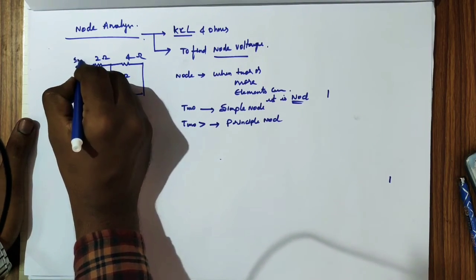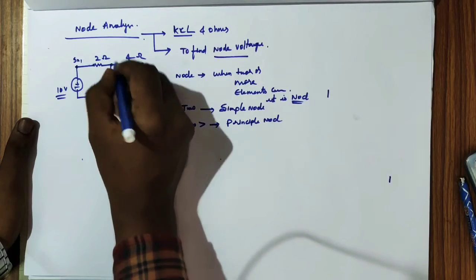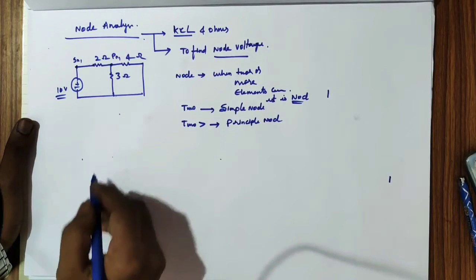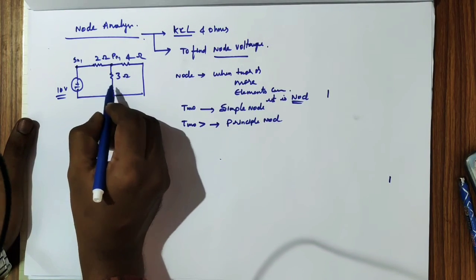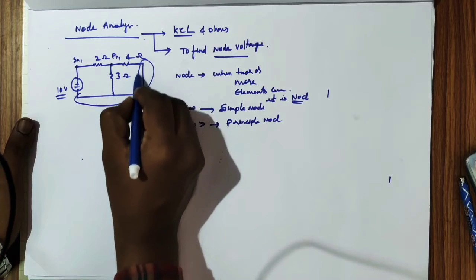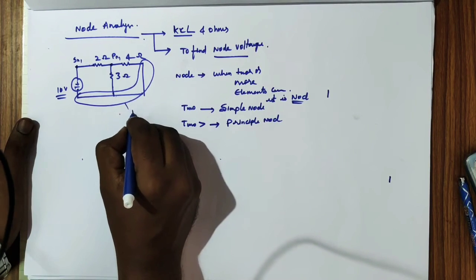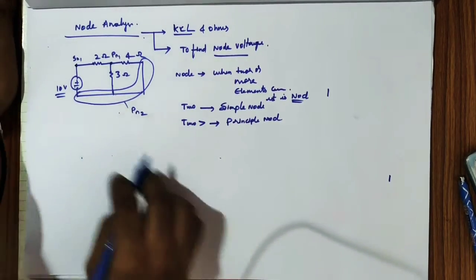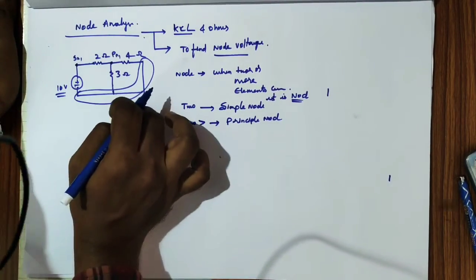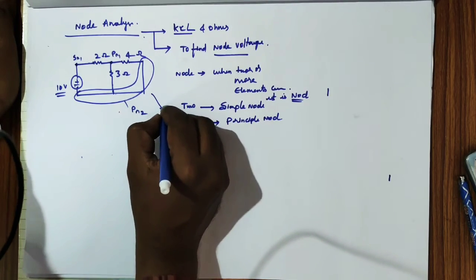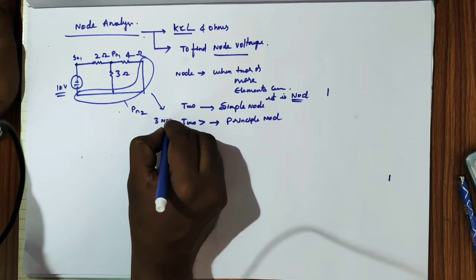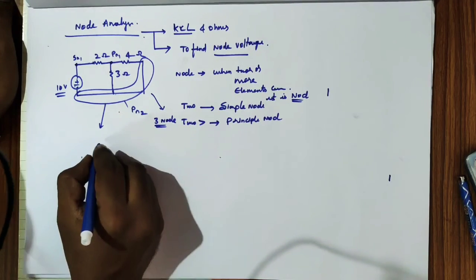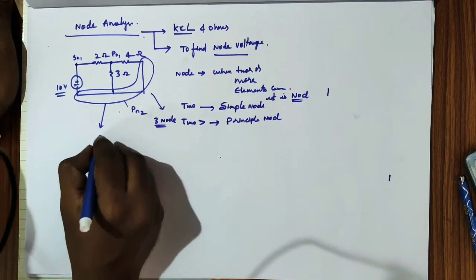Let us say this is SN1, the simple node. And again this source and load resistance, these three are connected to the other principal node. Let us say P, I am representing principal node 2. So totally we have one simple node and two principal nodes. So total nodes in this circuit is 3 nodes. To do nodal analysis, we make one node as ground.